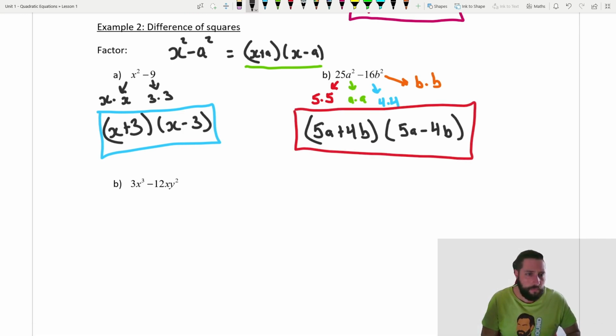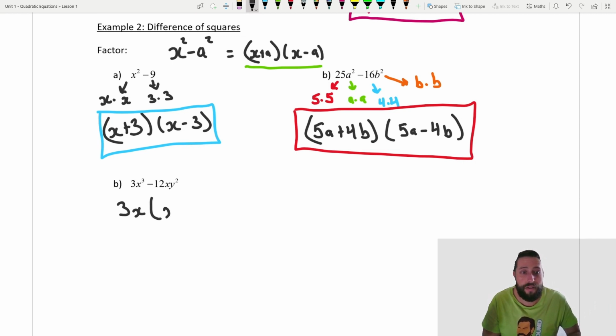Next one, we'll do 3x to the power of 3 minus 12xy squared. Okay, so before we get started into any of this, let's take a look at what we can factor out first. We want to make it look like our difference of squares. So what I'm going to do first is factor out a 3x. The reason why is I get rid of the 3 in front because there is no perfect number for the square root of 3.